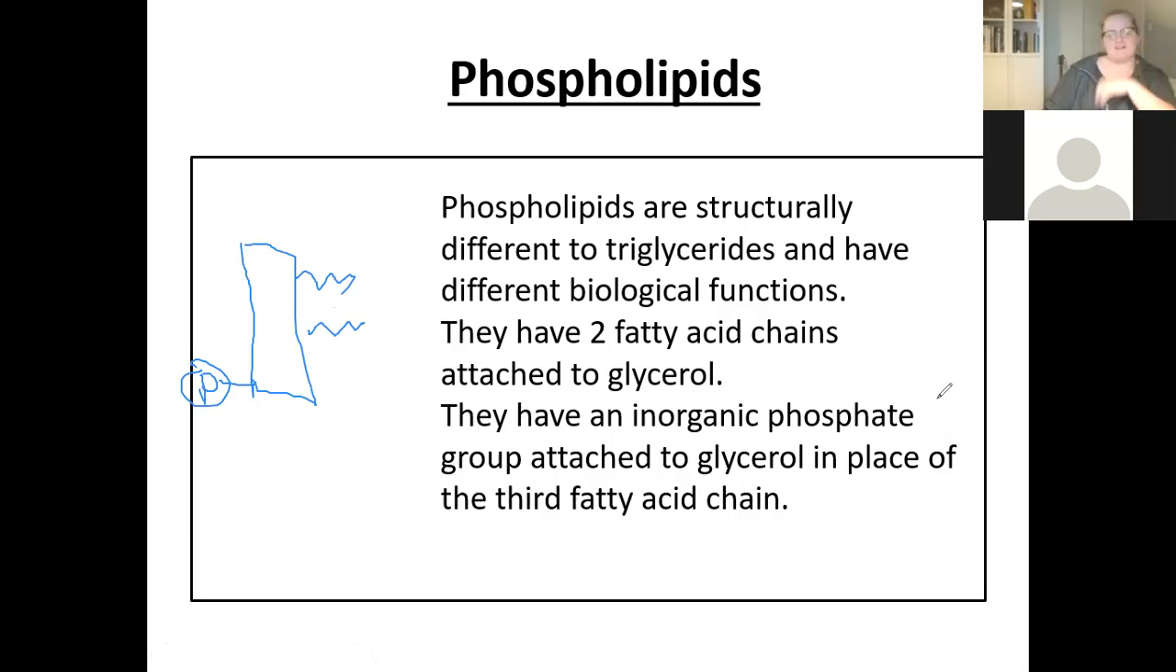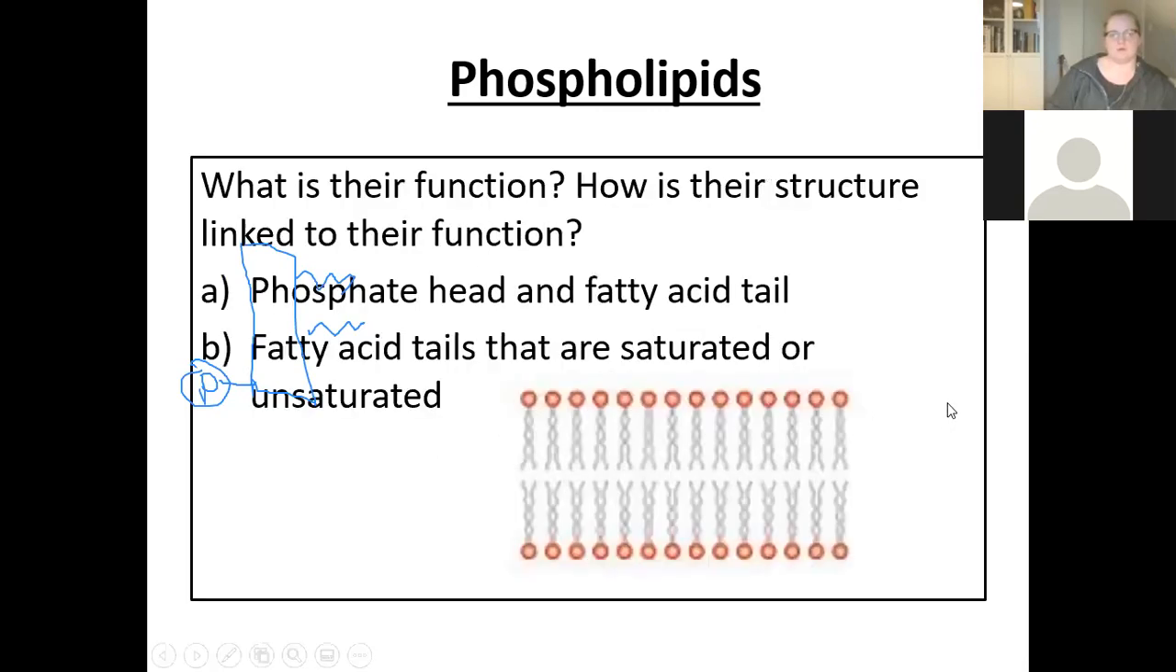What is great about these is that they are found in our cell membrane, and one of our fatty acids has been replaced by a phosphate group. And what these do is they form a double layer, which I think I have an image of. This is a double layer that I was talking about.